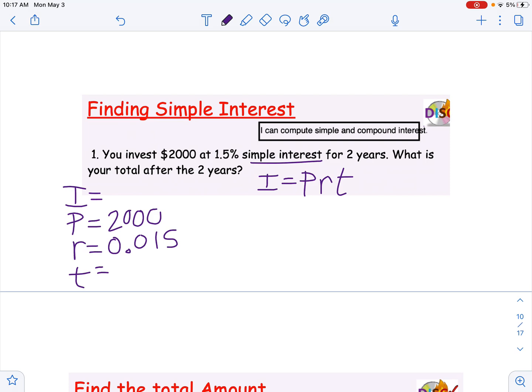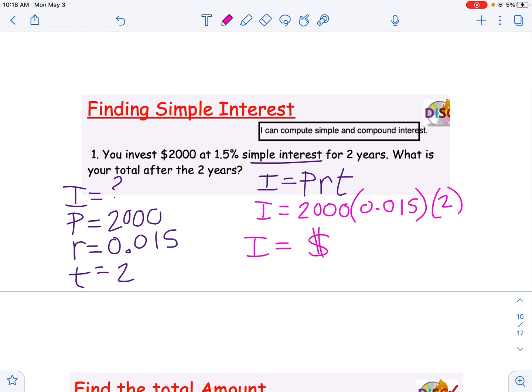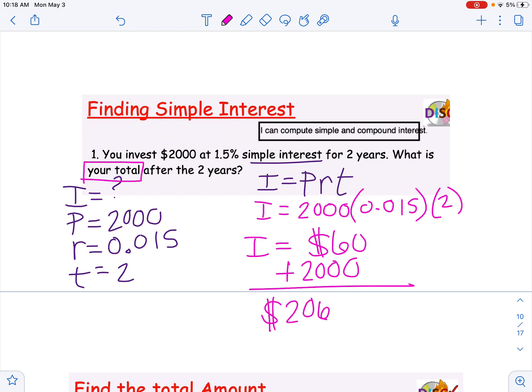Our rate is 0.015 and 2 years. So I'm just going to plug in I equals 2,000 times 0.015 times 2. Then I'm going to multiply those all together, and I get that the interest is $60. Well, it's asking what is your total. So the total is the interest plus that starting amount. So our total is now going to be $2,060.